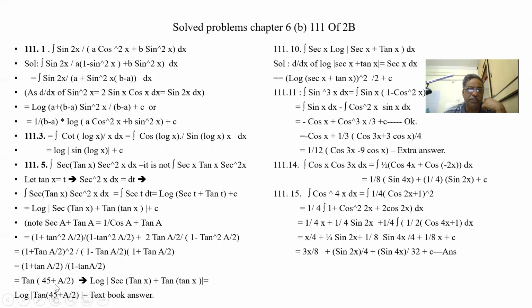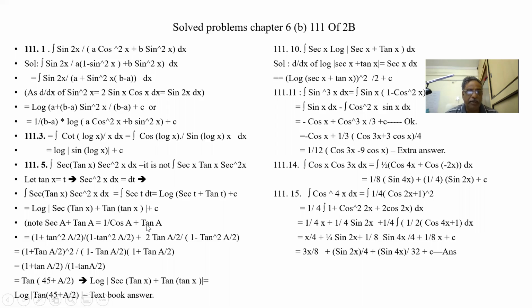But the textbook answer is different. Let us see how it is behaving. Secant tan x plus tan x. I am talking about secant x plus tan x, the differentiation of secant x plus tan x. So 1 by cos x. This I am converting into the textbook answer. Let us see. Tan x I am calling a. Secant a plus tan a. Secant a can be written as 1 by cos a.